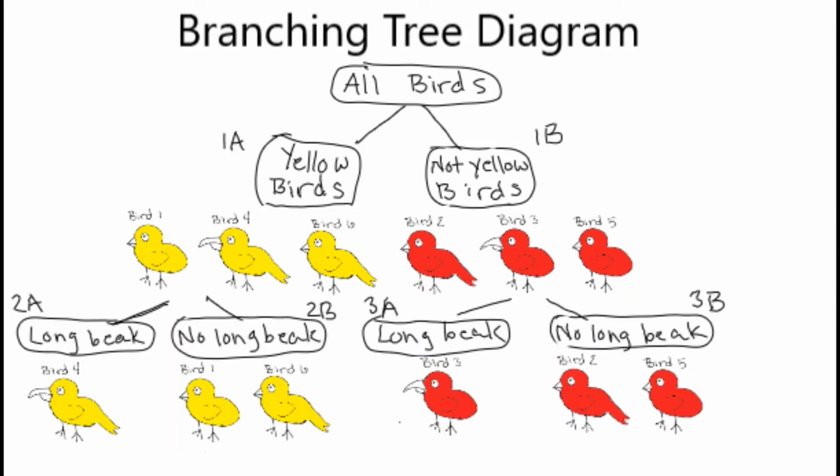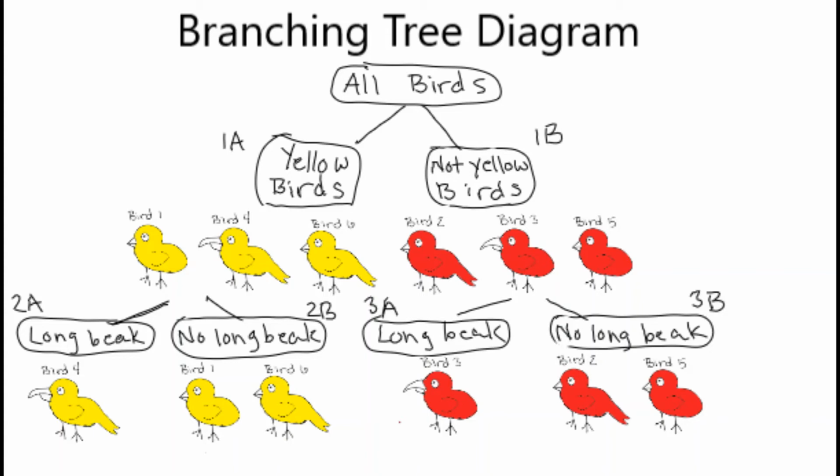All right. Then I can separate these yellow birds into a category of their own, as well as the not yellow birds. As you can see, I separated them by long beaks and not long beaks. So we can see now that some of these birds are starting to be in a group all by themselves. For example, we have the yellow bird, bird number 4, and he is in group 2A all by himself. So he is a yellow bird with a long beak. At that point, we can classify that bird all by itself. And that's the same thing with the not yellow bird with the long beak in group 3A.